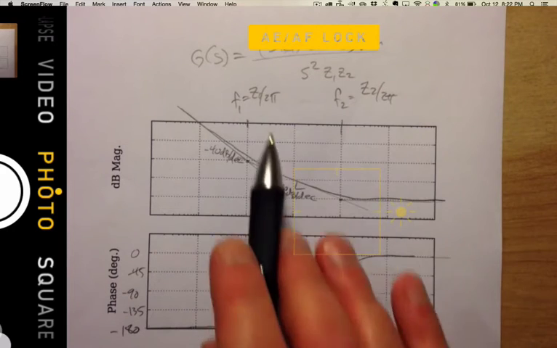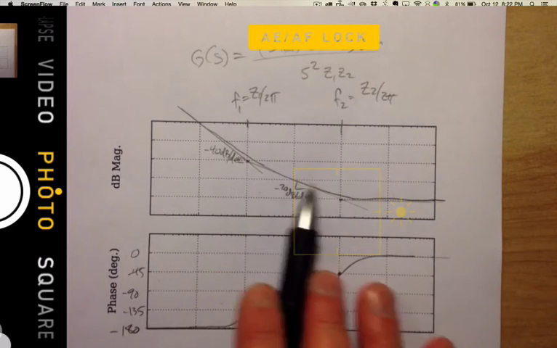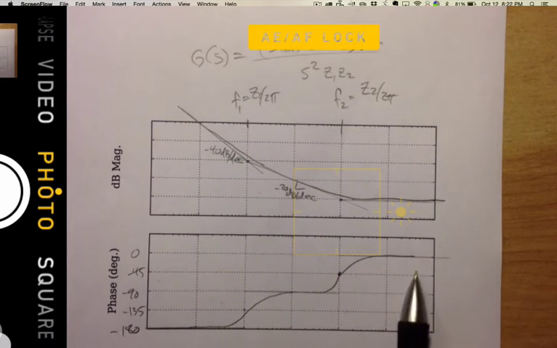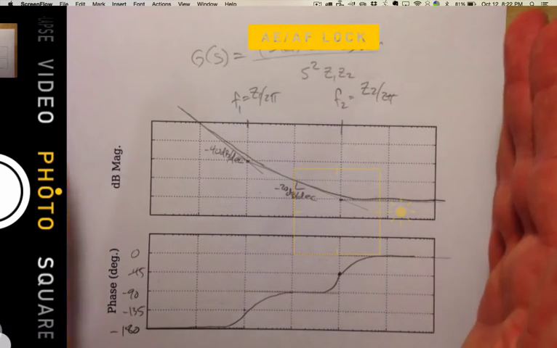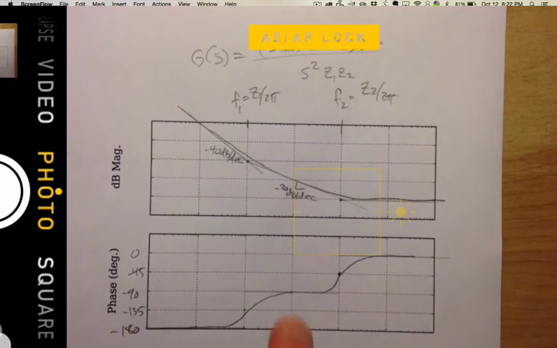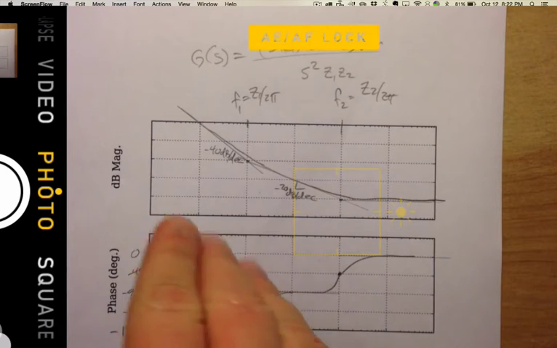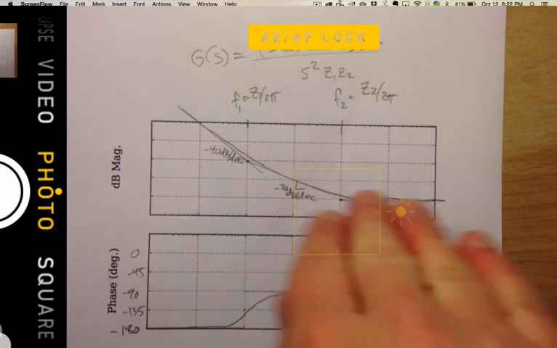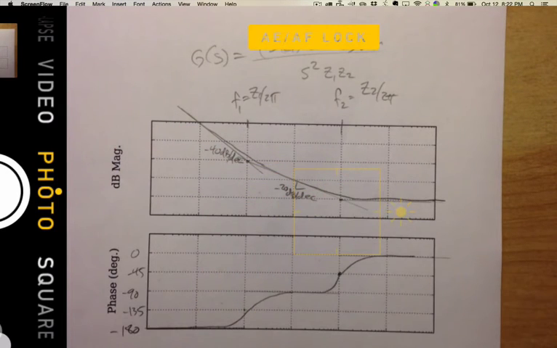Now, as long as Z1 and Z2 are far enough apart, we'll see these three distinct regions and a double stair-steppy thing. But if Z1 and Z2 come closer and closer together, this region might not be as obvious. In a limiting case, if Z1 is equal to Z2, I would just see a 40 dB shift immediately in my slope, and my phase might look like I have a zeta equal to 1 second order zero. We'll look at that on the Python plot in just a minute.